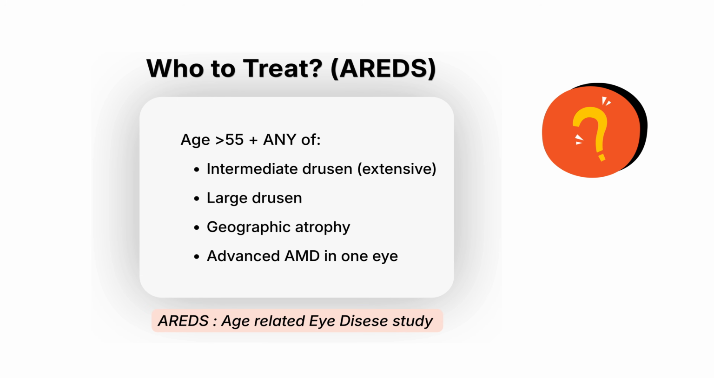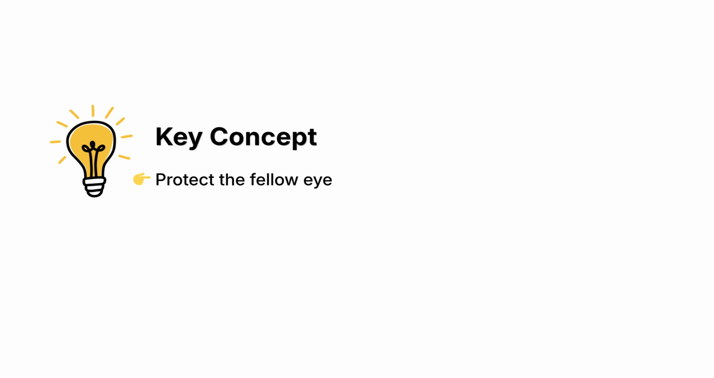AREDS stands for Age-Related Eye Disease Study. And it says that if you have a patient above 55, you examine them and look for certain high-risk features. And what are these high-risk features? These include intermediate drusen, especially if they are extensive, any large drusen, geographic atrophy in one or both eyes, and very importantly, advanced AMD in one eye. Now that last group is very important because here you're not just managing the affected eye, you're also trying to protect the fellow eye, and this is where the maximum benefit was seen in the AREDS study as well.